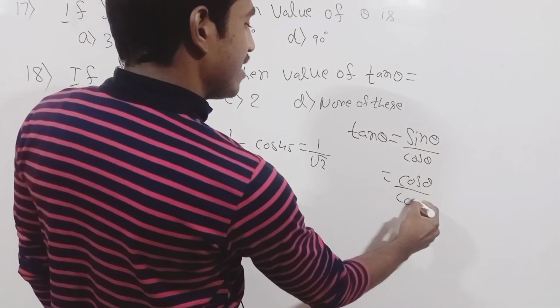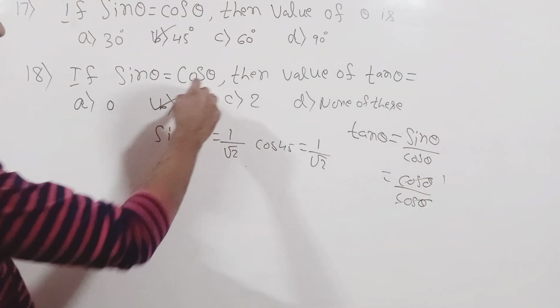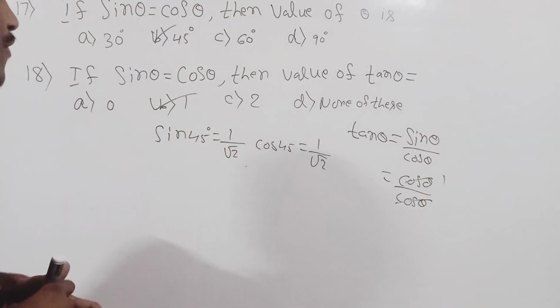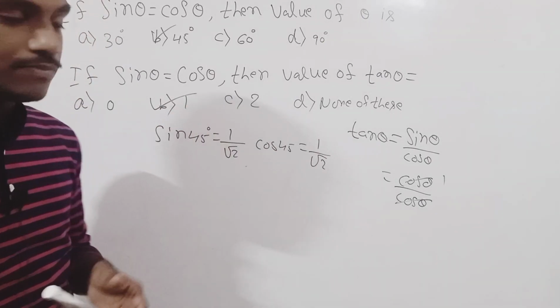So cos theta by cos theta will be 1. So the answer is option B, which is 1. So when sin theta and cos theta are equal, then the value of tan theta will be 1.